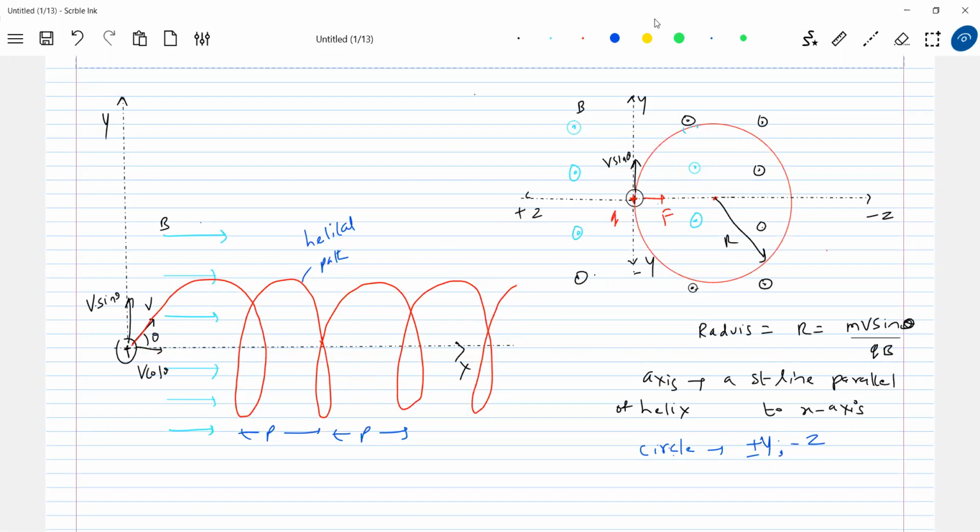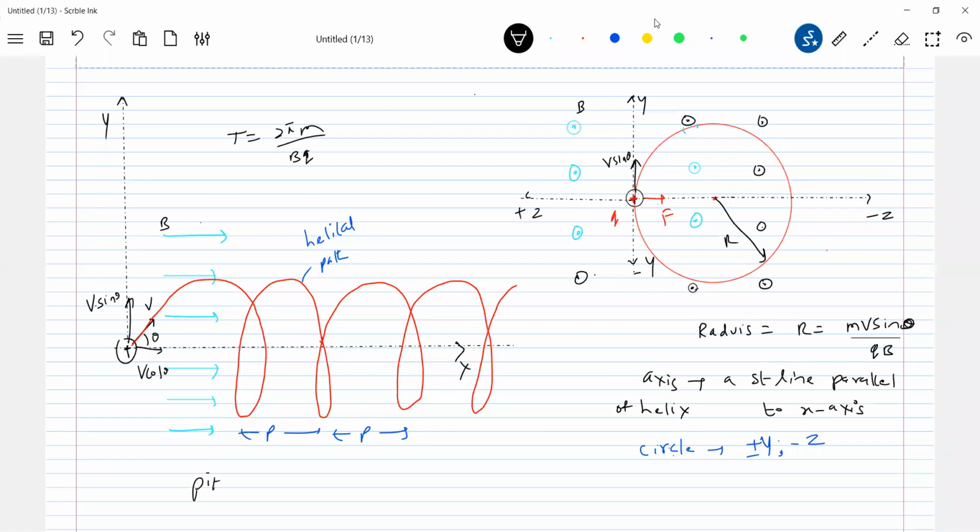Then what is the time period? We know the time period is given by 2 pi m by Bq. It is independent of the speed of projection. The time period depends only on these quantities. Then from this, what is the expression for pitch?